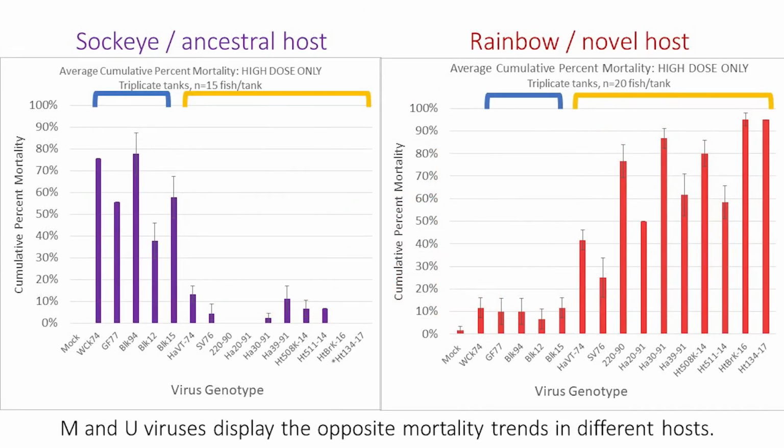And so these are the same graphs that I showed before, just smushed together with just the high dose data. We see that not only do we have really different trends in virulence between the ancestral and novel hosts, but they're also flip-flopped. So viruses that were high in one were low in the other, and they're different from each other.